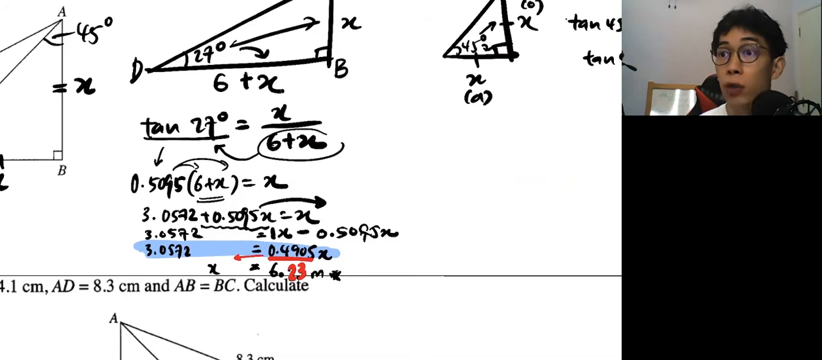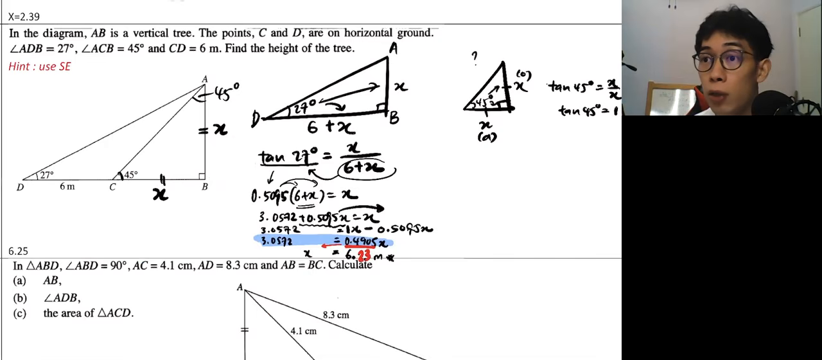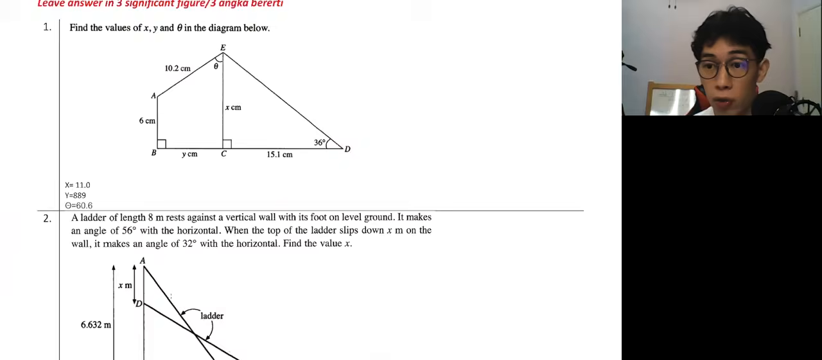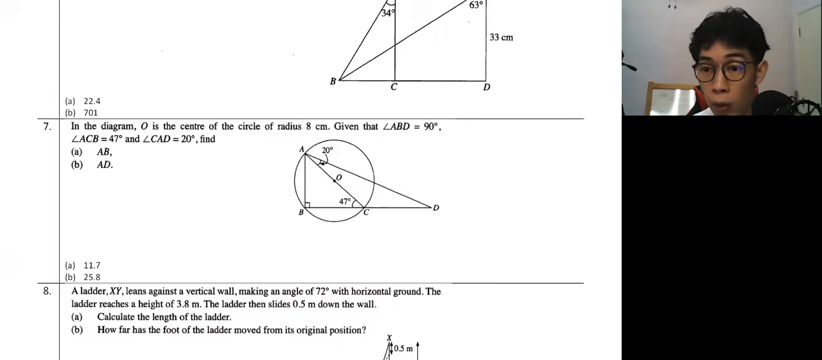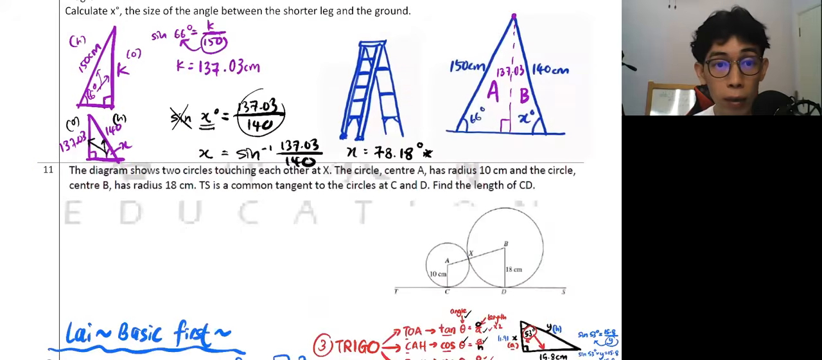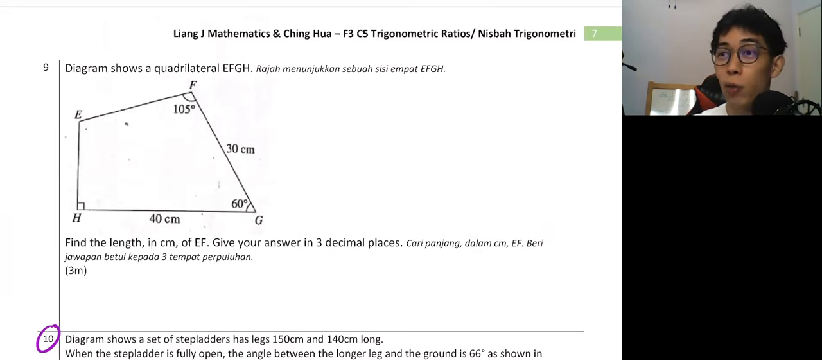Okay, now for another one. Let me see page 7, whether I'm stuck there or not. Page 7, question 9. Hey, this is the one that I want to solve now.